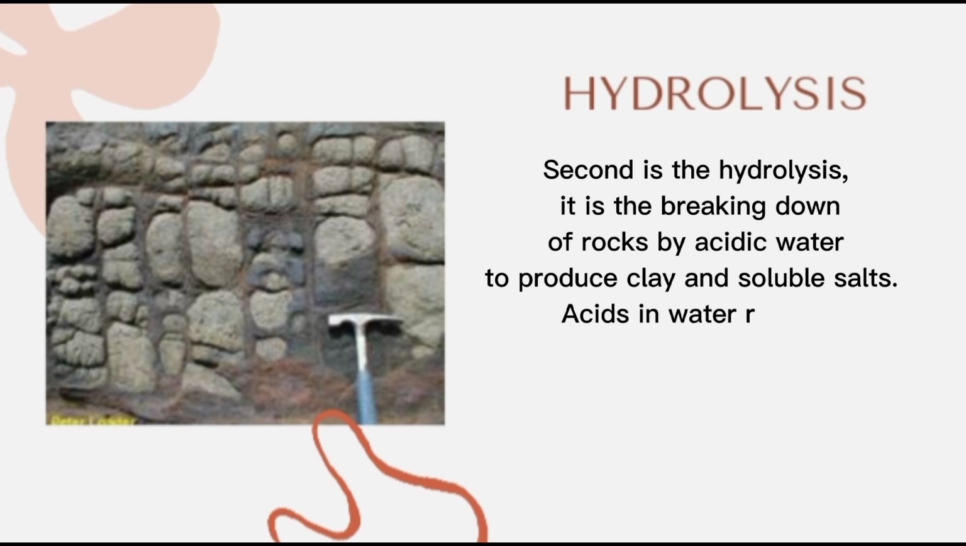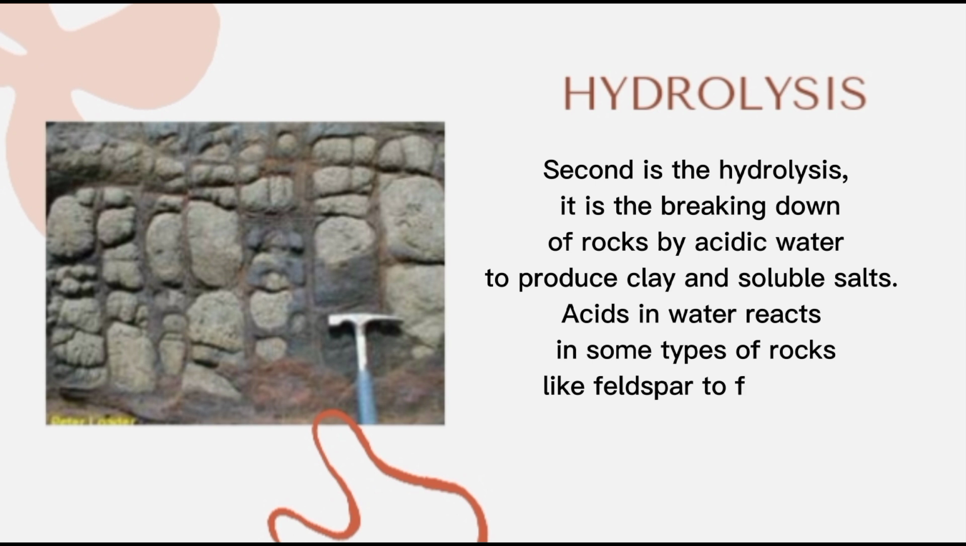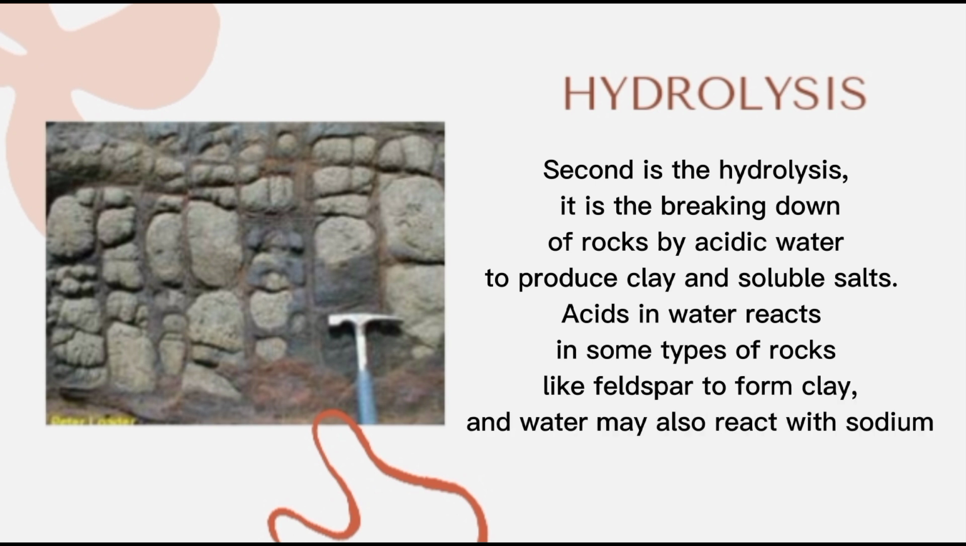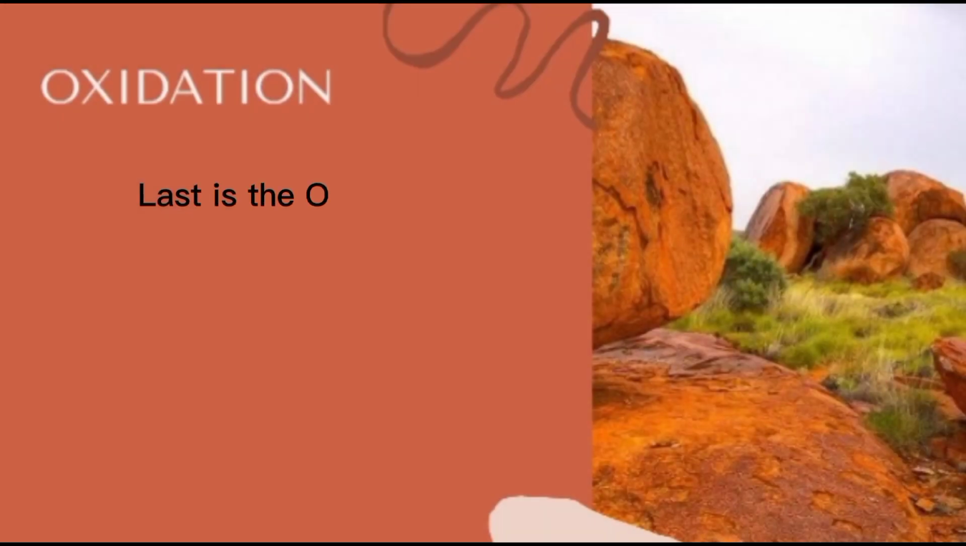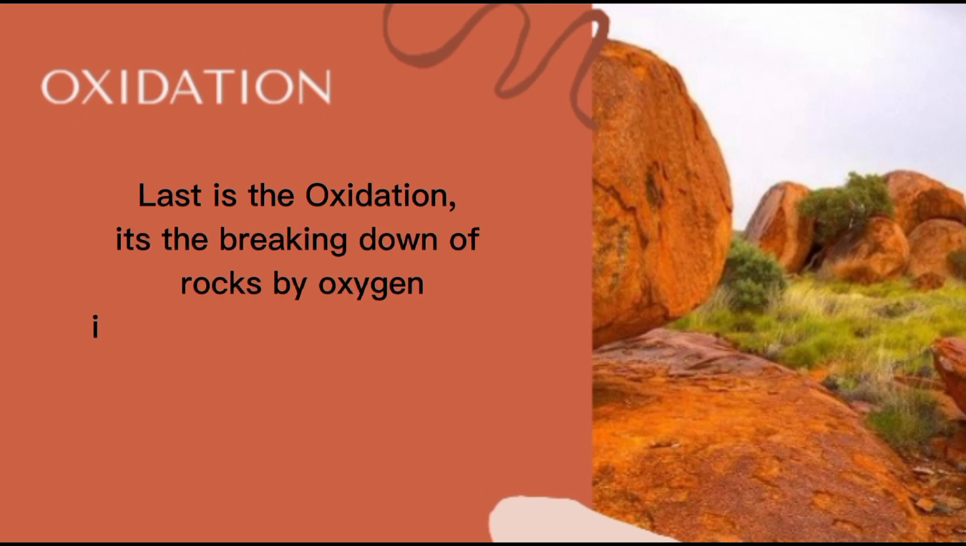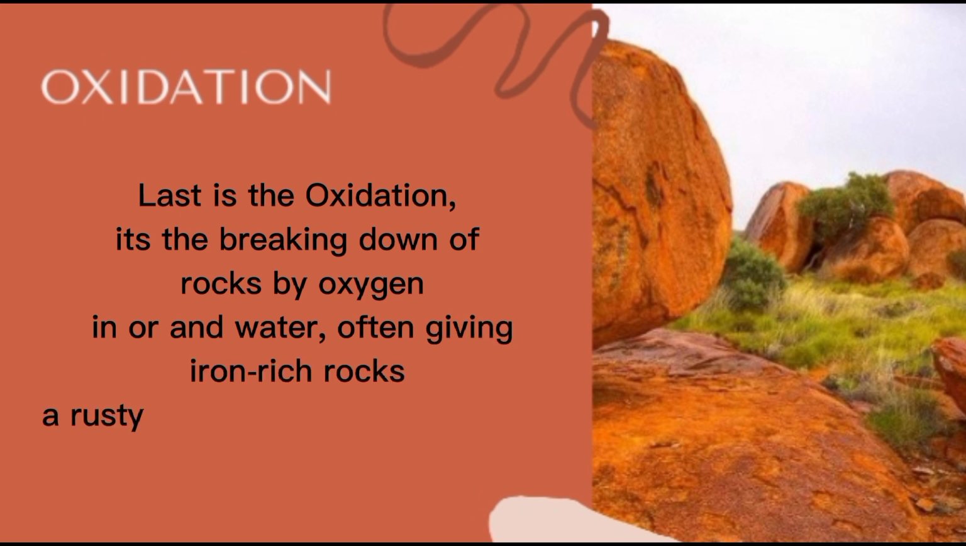Acids in water react with some types of rocks like feldspar to form clay. And water may also react with sodium-rich minerals, forming salt solution. Last is oxidation. It is the breaking down of rocks by oxygen in air and water, often giving iron-rich rocks a rusty-colored weathered surface.